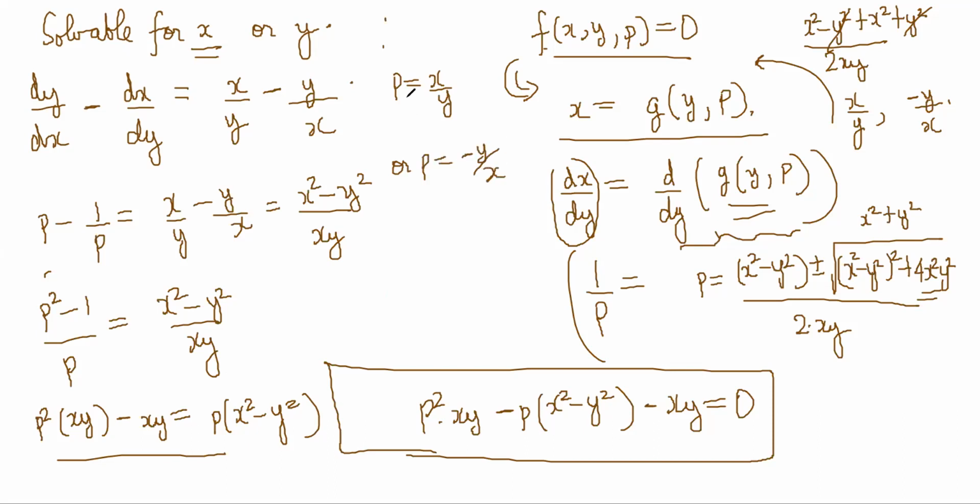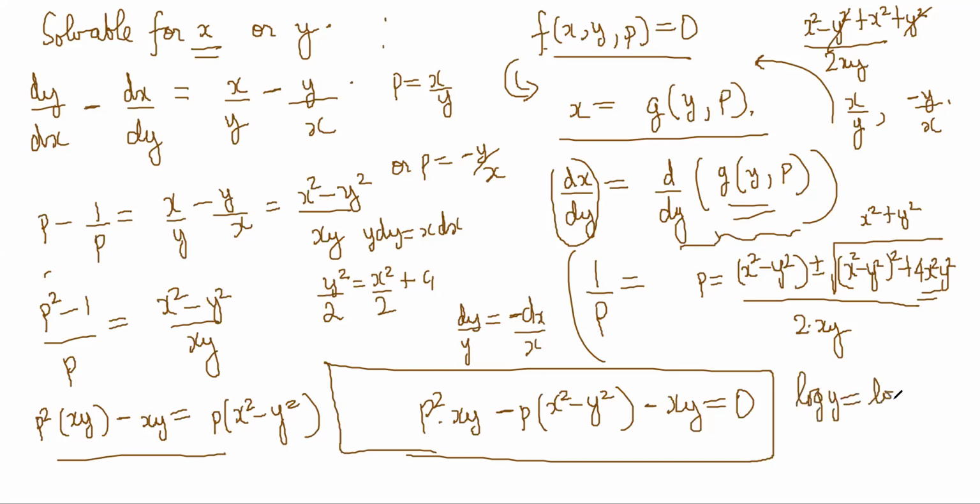Now dy by dx is equal to x by y. So y dy is equal to x dx. So y square by 2 is equal to x square by 2 plus c1, correct? And the other solution will be dy by dx is this. So dy by y is equal to minus dx by x. So the other solution is log y is equal to minus log x, so log 1 by x plus c2, right? So you get two different solutions.